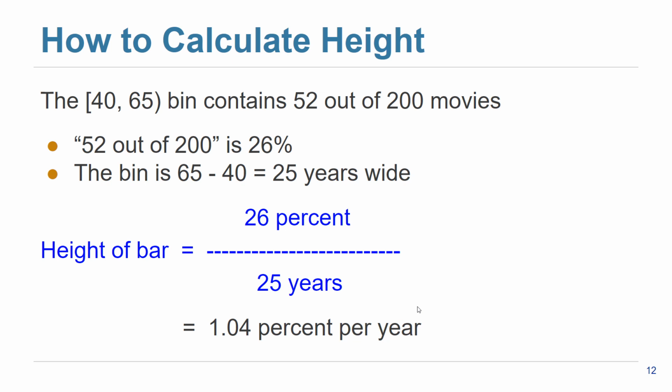Here's how it's calculated. The 40 to 65 bin in our example had 52 counts, 52 individuals, out of 200 movies. So the percentage of the population in this bin is what? How do we calculate the percentage?